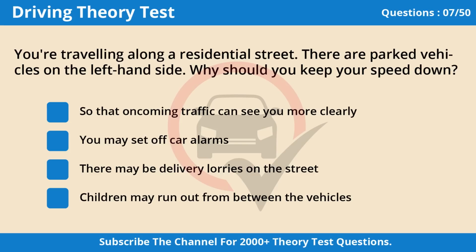Question 7. You're traveling along a residential street. There are parked vehicles on the left-hand side. Why should you keep your speed down? A. So that oncoming traffic can see you more clearly. B. You may set off car alarms. C. There may be delivery lorries on the street. D. Children may run out from between the vehicles.